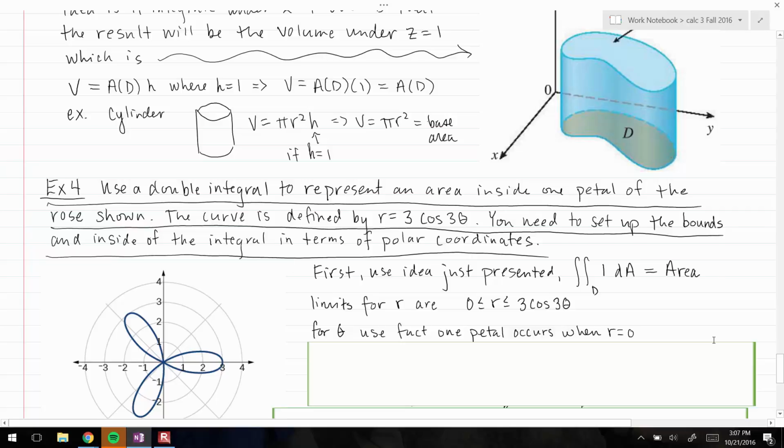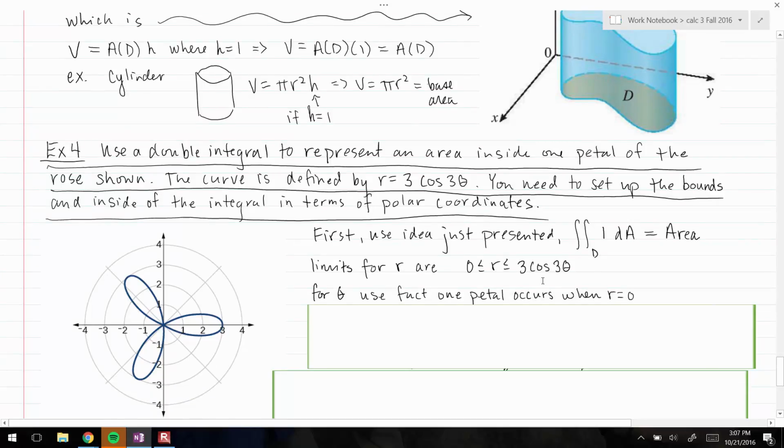Here, r goes from 0 for one of these petals. Picking the one that's right here on the pole would be best. Then r goes to 3 cosine of 3 theta, the given equation. So we're going to have a variable bound and 0 for our r, and that's going to go in the innermost integral.